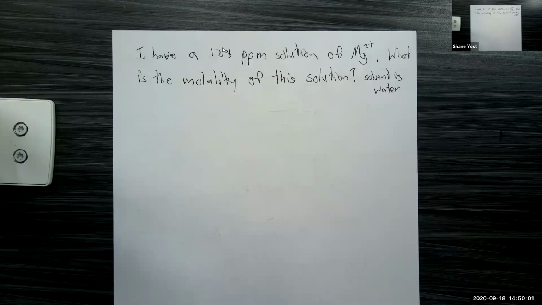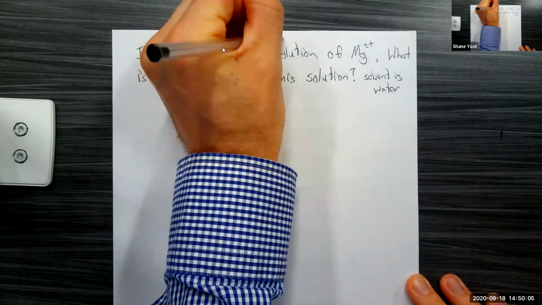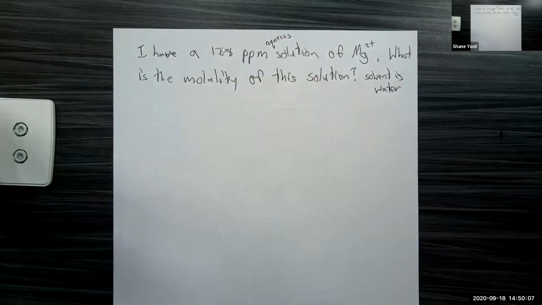Often what's done is it'll say an aqueous solution, and aqueous means the solvent is water. So instead of saying a parts per million solution of magnesium ions in water, they would say an aqueous solution of magnesium ions. That word aqueous is telling you the solvent is water.